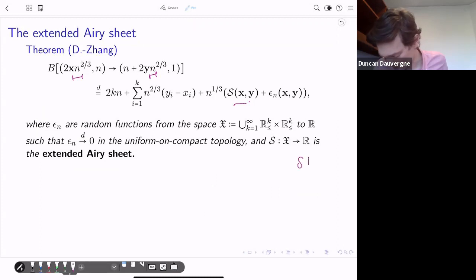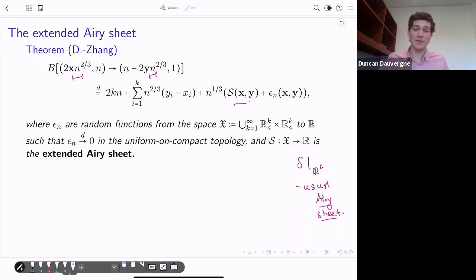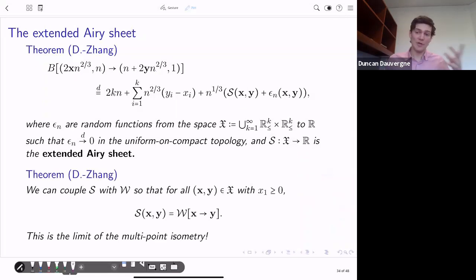And of course, if you just look at S restricted to single points, so S restricted to R², this is the usual Airy sheet. And of course, the way that we get this construction is we prove that S of X, Y is the same thing as this Airy line ensemble last passage from X to Y. And you should think of this theorem as being the limit of the multi-point isometry.